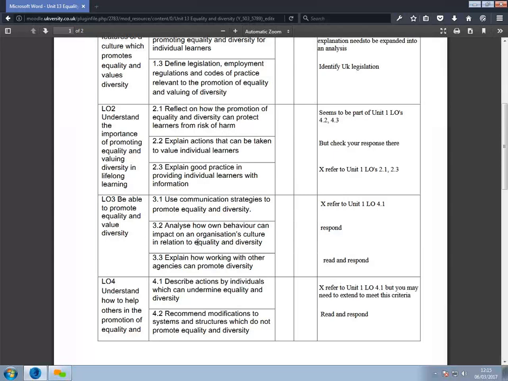On behaviour, how you impact on an organisation's culture in relation to equality and diversity. Read and respond. Now, I've been through the reading material that we've got up there, and some of it will cover parts of this, but not all. So I actually added a new piece for you to read. In fact, I think I'm going to get up now, and we'll look at that. Let's go back from here.